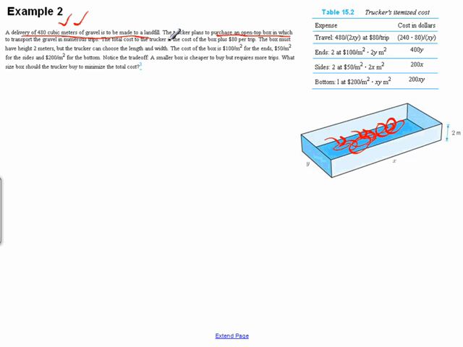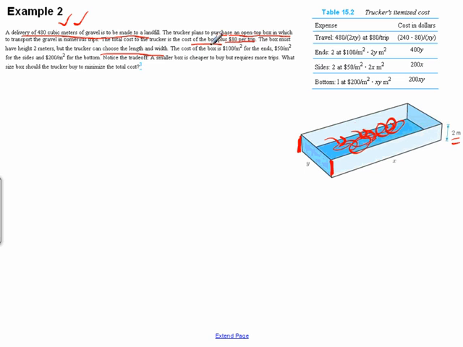The total cost to the trucker is the cost of the box, so how much you have to pay for the box, plus $80 per trip. So every time the trucker makes a trip, he has to spend or she has to spend $80. The box must have a height of 2 meters. So that's a requirement for packing the gravel. So this must be 2 meters. But the trucker can choose the length and width.